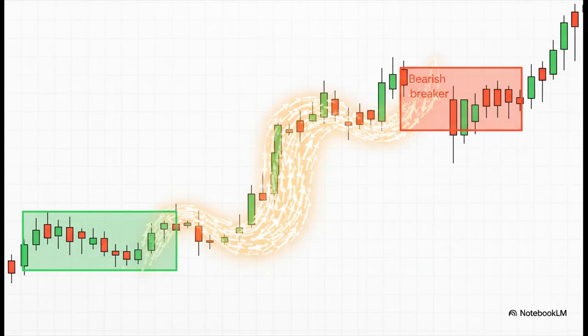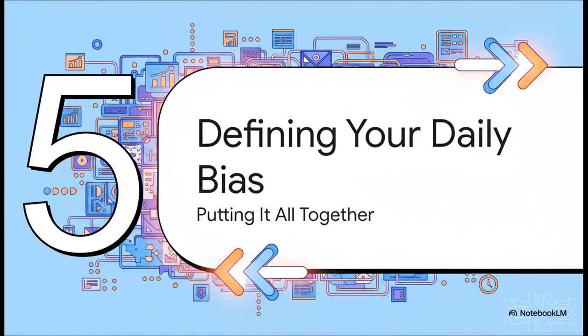When we get down to market structure, the focus narrows in on one specific pattern: daily breakers. And why is that? Because the range between a bullish breaker and a bearish breaker often contains incredibly clean, one-sided institutional order flow. Trading inside these specific zones can dramatically increase the odds of catching a powerful directional move. So, after working through all those different analytical layers, we finally arrive at the last step, taking all that information and synthesizing it down into one single, defined directional bias for the day.